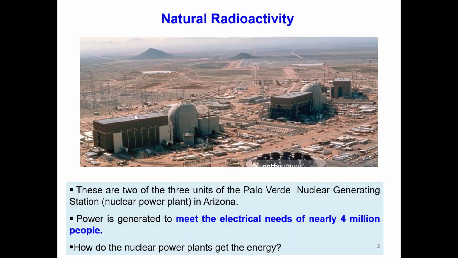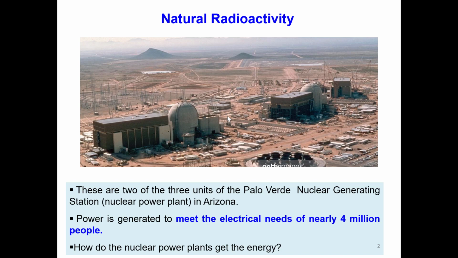In this picture we can see two of the three units of the Palo Verde Nuclear Generating Station, which is a nuclear power plant located in Arizona. The energy generated in this nuclear power plant meets the electrical needs of about 4 million people. But how does the nuclear power plant get the energy? This is one of the questions we will answer in this lecture.